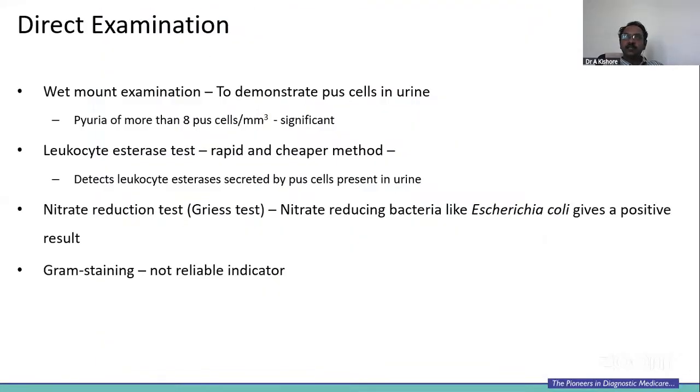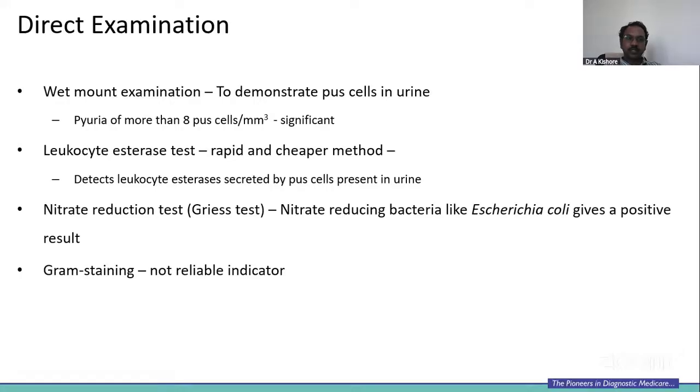Once a sample is sent to the laboratory, the initial thing to be done is a direct examination of the sample, where you go for a wet mount examination to demonstrate the pus cells in the urine. More than 8 pus cells per cubic mm is considered as pyuria, which is significant. Apart from that, you can also go for the leukocyte esterase test, which is a rapid and cheaper method.